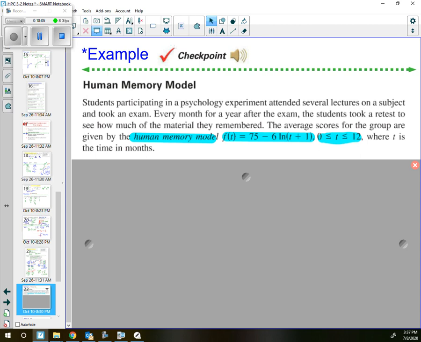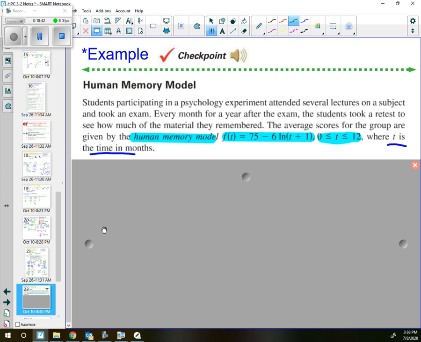So this was an experiment that psychology students did with learning information and how much you remember. So this is what happened. They attended some lectures, some classes on a subject and took a test. And then every month for a year after that exam, the students took a retest to see how much of the material they remembered. This is the formula, this human memory model, that shows the average scores for the group are given by this equation, which I highlighted in blue. So F of t, that's the amount that they remembered. T is time in months, and that's important because they could have set this to be anything. So it's time in months because they tested every month.